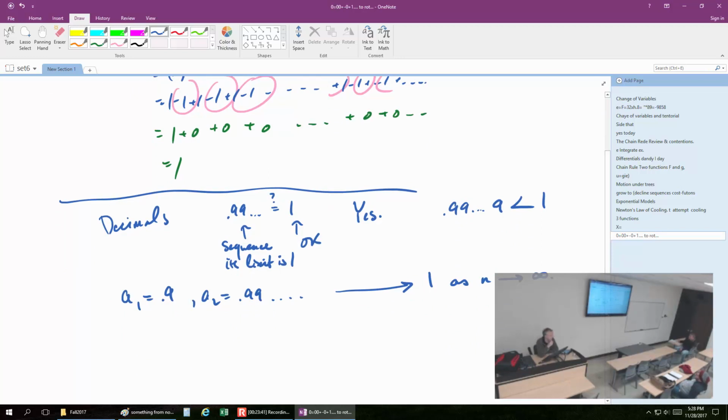Why? Because remember how we evaluate limits: we subtract the limit from the sequence. So an minus 1 will be equal to what? A bunch of zeros and a 1. So n zeros here, and that thing goes to 0. So that's how we know that the limit is 0. So that's once again another example that illustrates the use of sequences in resolving an issue like that.